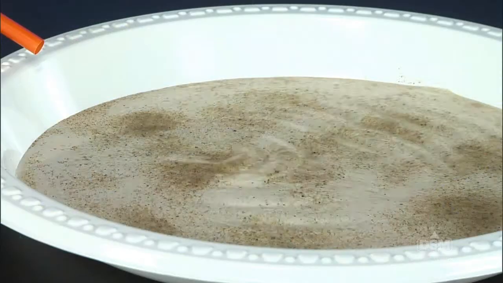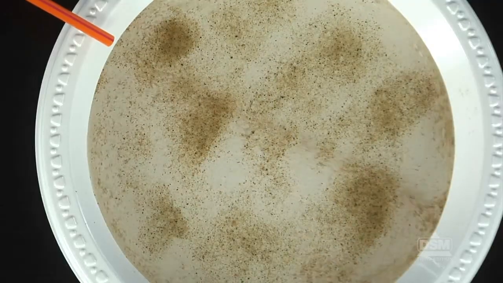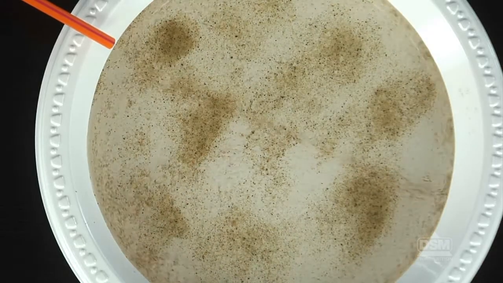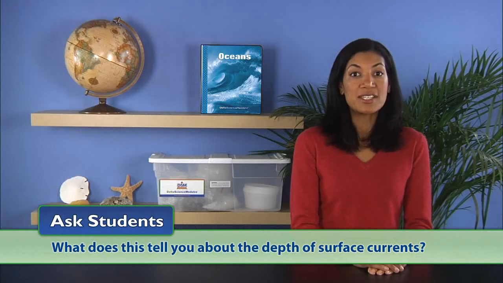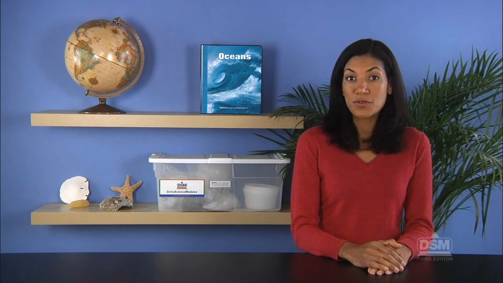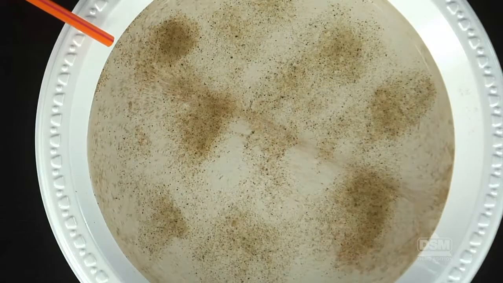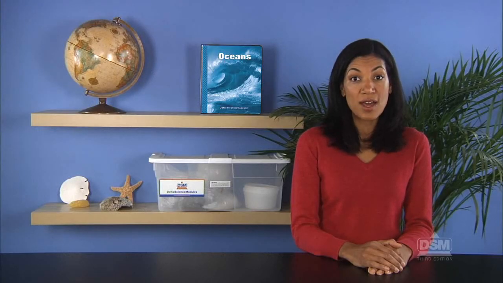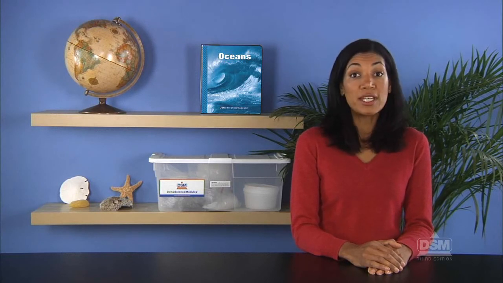Instruct students to blow across the water again. Students will note that the sand sits at the bottom of the plate and does not move across the water like the cinnamon did. Ask students, what does this tell you about the depth of surface currents? Guide students to understand that the surface currents affect only the surface of the water and that the deeper water is not disturbed. These surface currents can be hundreds of miles wide and thousands of miles long, but are relatively shallow, only 100 to 200 meters deep.